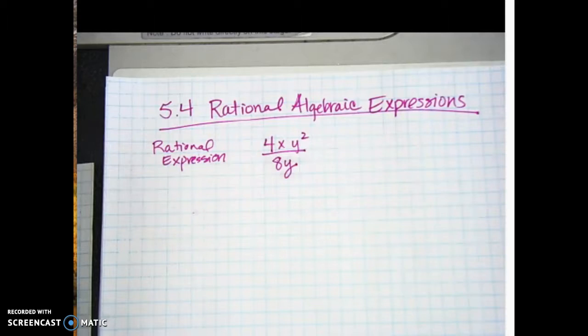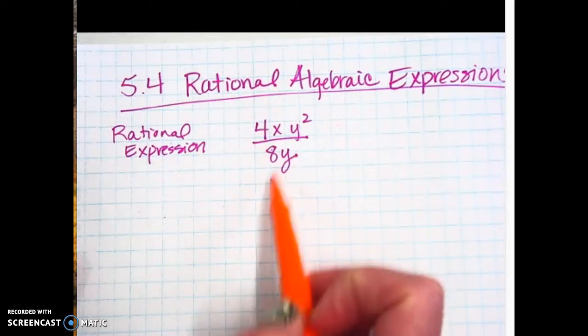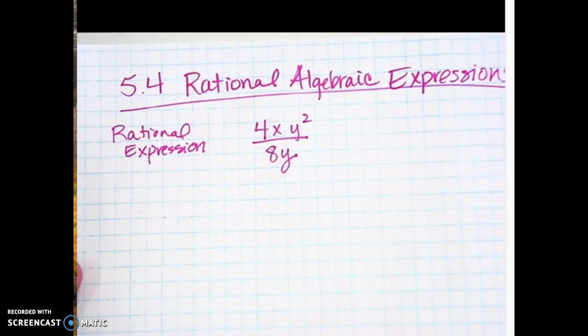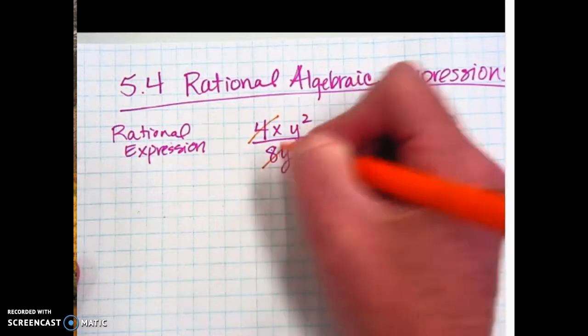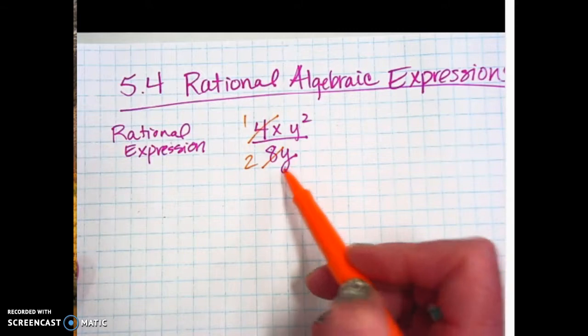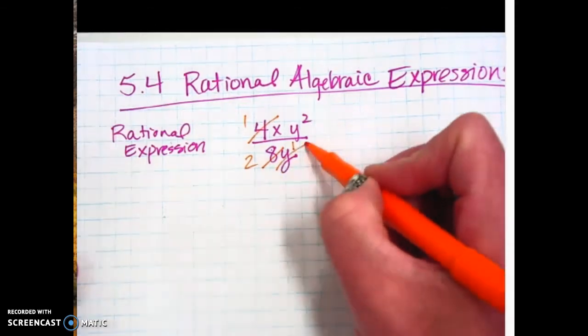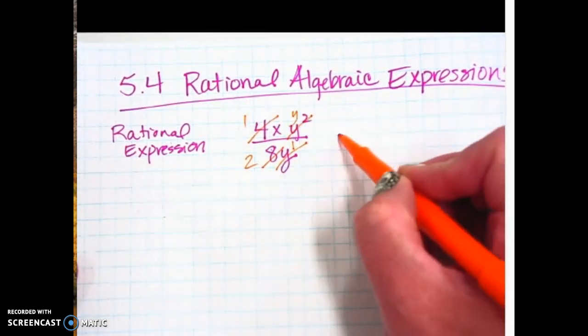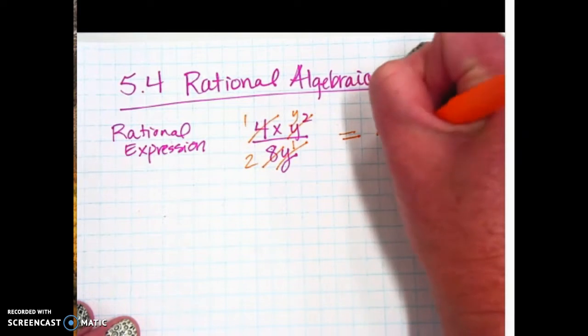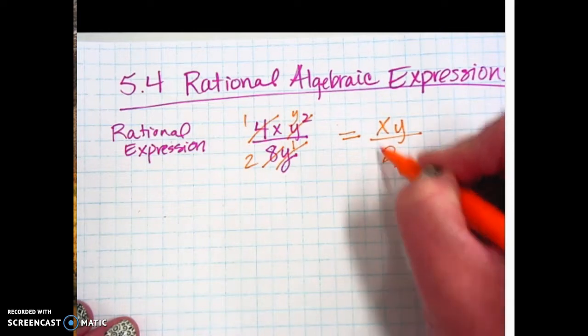And then really all you need to do is simplify or reduce. So on 4xy squared over 8y, check your coefficients first, right? You've got a factor of 4 and 8, so 4 goes into 4 once, 4 goes into 8 twice. Got an x up here, not down here, so that's good. And then a y to the first and a y to the second, so this one completely cancels and this becomes y, right? So if you just want to simplify it, you end up with xy over 2.